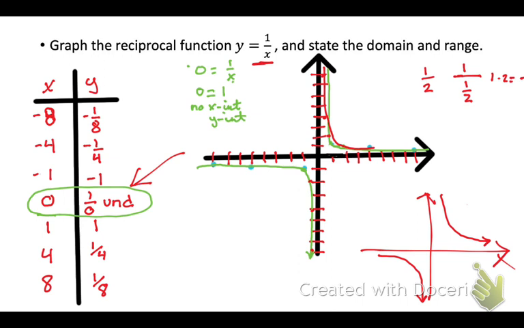Where it's undefined. I'm not going to say that's what it is today, because we're going to talk more about asymptotes tomorrow. So this is an asymptote here, and this is an asymptote here, actually. And you'll learn how to find those. But this graph is never going to hit the x or the y-axis, is it?